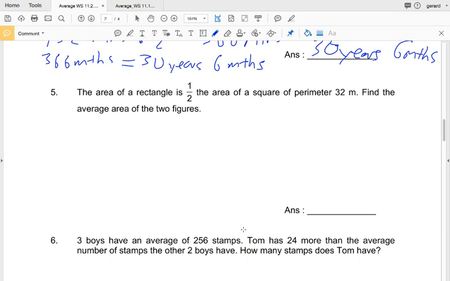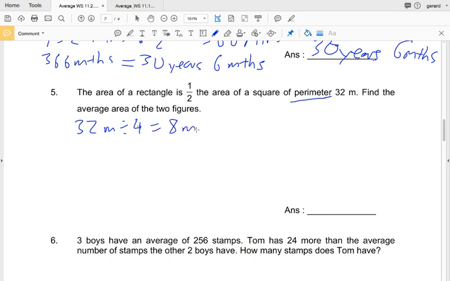Okay, let's see. Area of rectangle is half the area of the square of perimeter 32. Find the average area of the two figures. So first we are going to find what is the area of a square. Now take note, area and perimeter are different. Okay, perimeter means something plus something plus something plus something. So if it's a square, all 4 sides are equal. The side of one square will be 32 meters divided by 4, because there are 4 sides. Okay, now we'll get 8 meters. Alright, so this is one side.